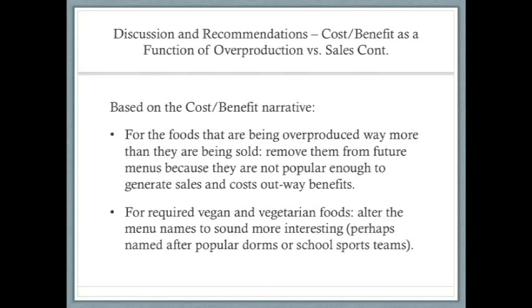Our recommendation for the foods that are being overproduced way more than they're being sold is removing them from future menus because they're not popular enough to generate sales and costs outweigh benefits. For the required vegan and vegetarian foods, the recommendation is altering the menu names to sound more interesting, perhaps named after popular dorms or school sport teams.